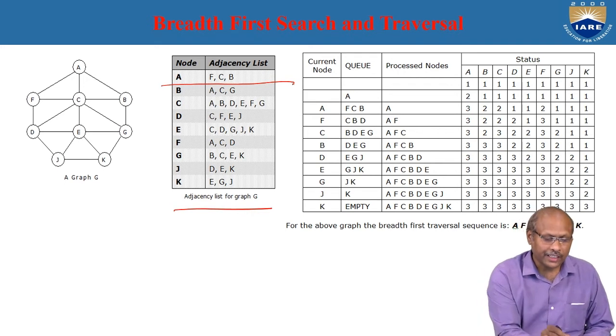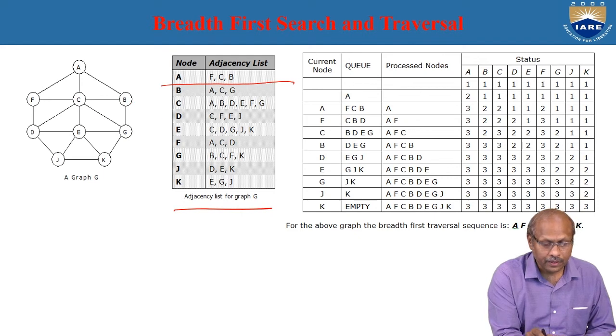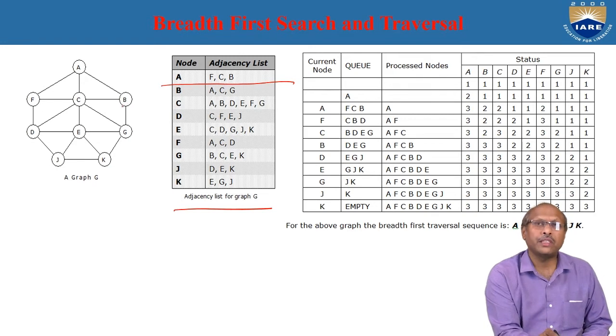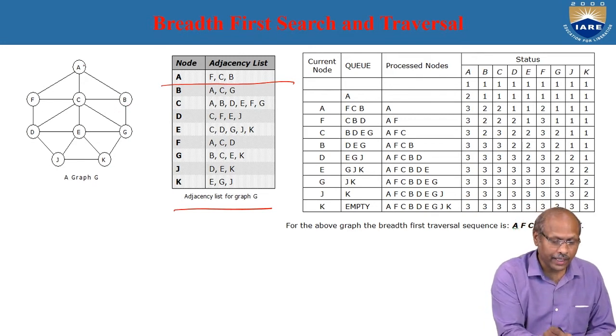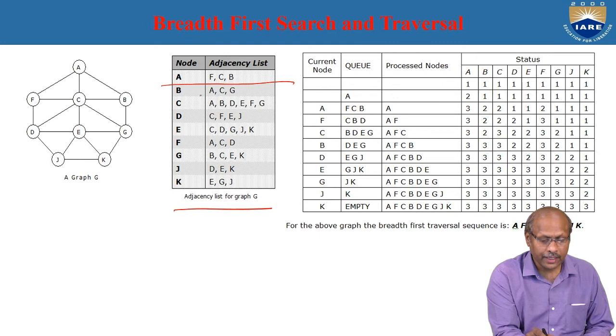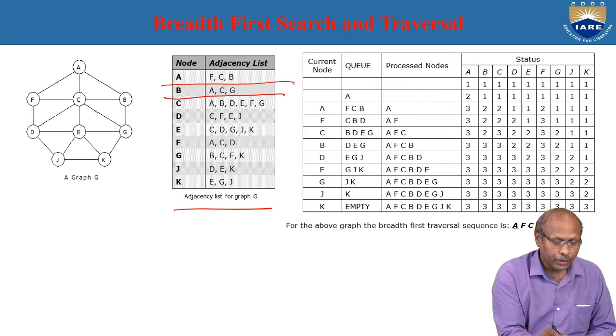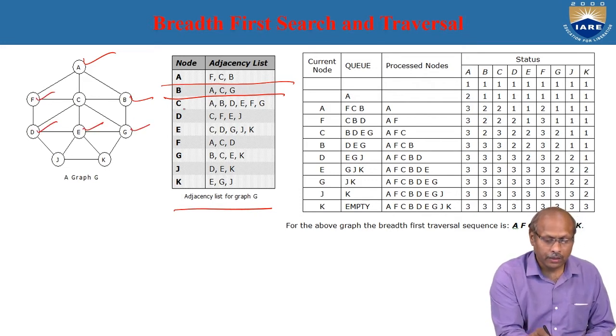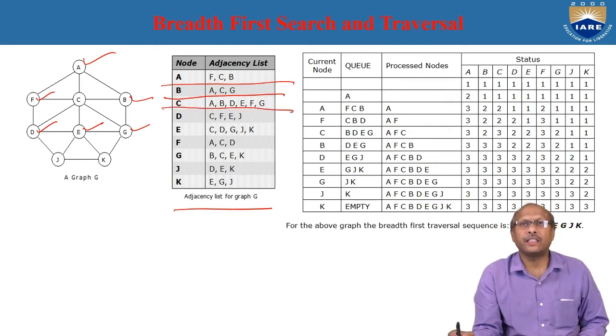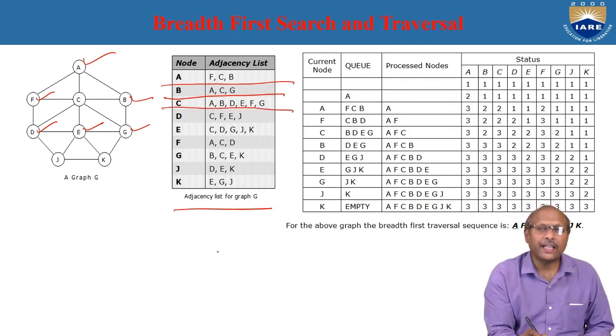Now you can observe here, A's adjacency list is F, C, B. Similarly, B's adjacent members: A, C and G. So you write the adjacent nodes. Then C's adjacent: A is adjacent to C, B is adjacent, G is adjacent, E is adjacent, D is adjacent, F is adjacent. That means they are the adjacent members of C. So like this you prepare the adjacency list.